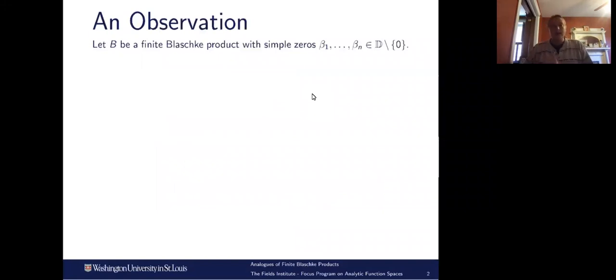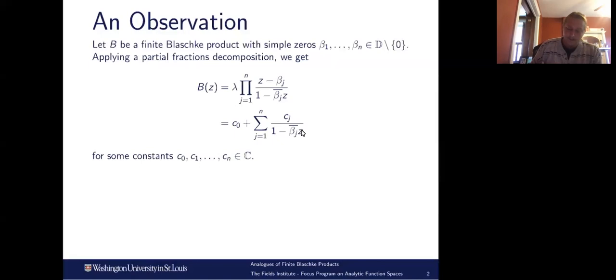So I want to start with a very simple observation, but it's the key observation for this talk. I'm going to take a finite Blaschke product, and I want it to have simple zeros, none of which are 0. I'm going to call these beta 1 through beta n. What I'm going to do is apply just a partial fractions decomposition to B. You can notice that the degree of the numerator is the same as the degree of the denominator, so I have to do some factoring. I get a constant out, and then I'll have a sum of things that look like Cj over 1 minus beta j bar z.